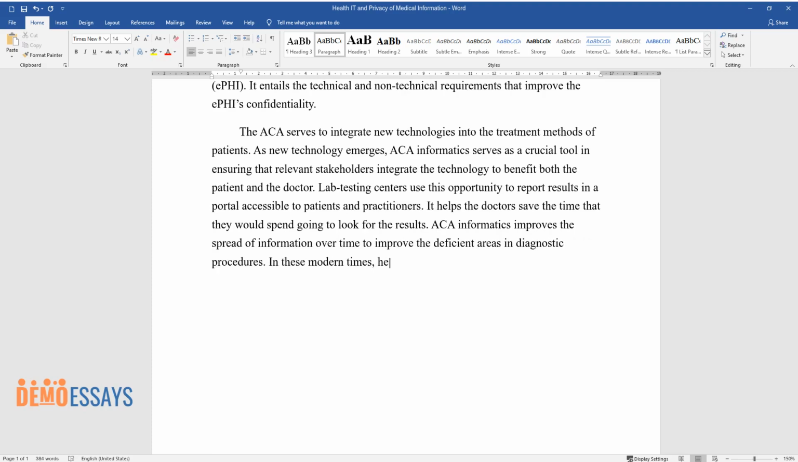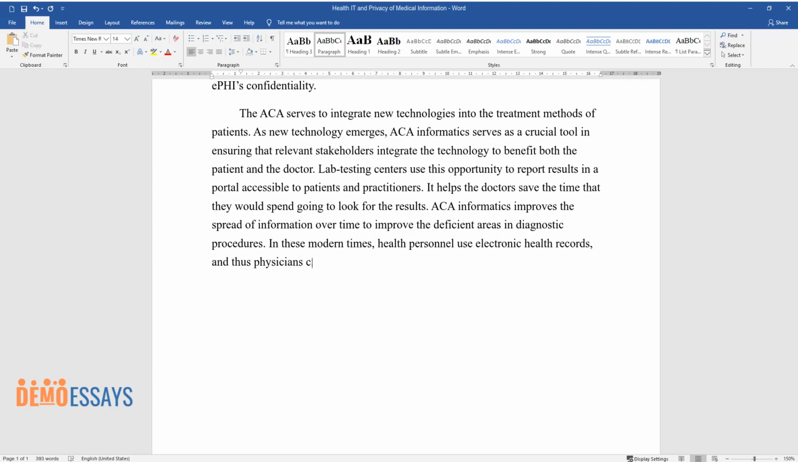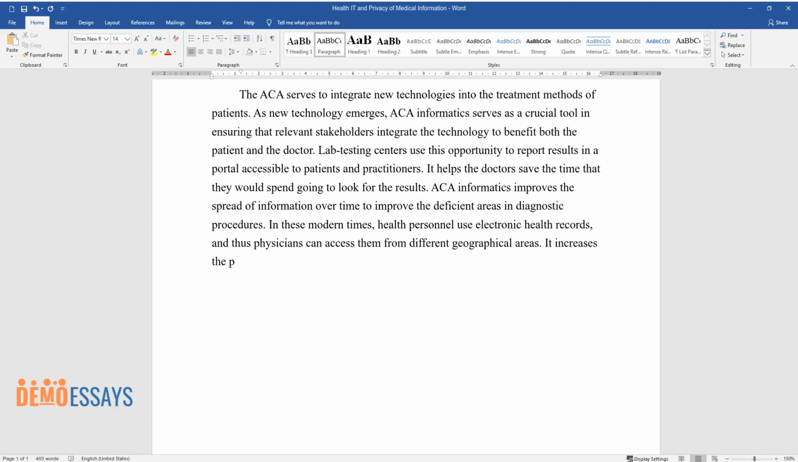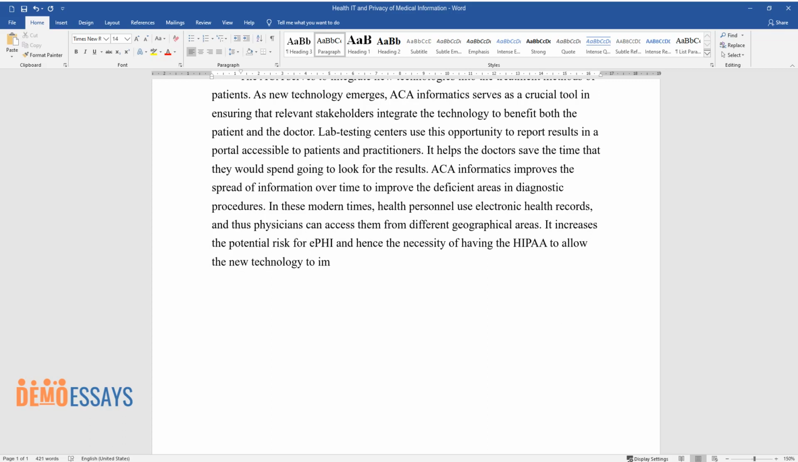In these modern times, health personnel use electronic health records, and thus physicians can access them from different geographical areas. It increases the potential risk for EPHI and hence the necessity of having the HIPAA to allow the new technology to improve patient care while protecting the data.